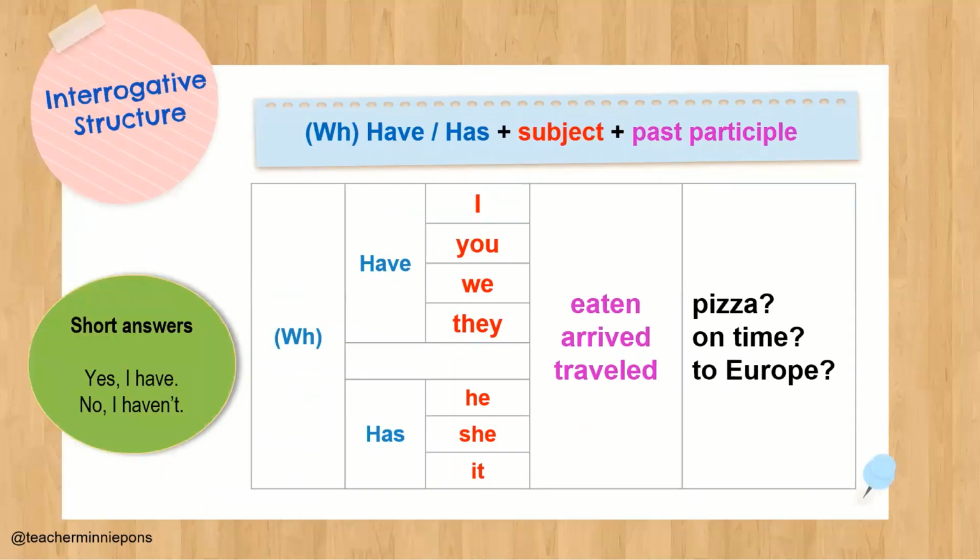In interrogative, we use in yes or no questions have or has plus subject plus past participle. In WH questions, we use WH word plus have or has plus subject plus past participle. For example, have you eaten pizza? Have they arrived on time? When has he traveled to Europe?